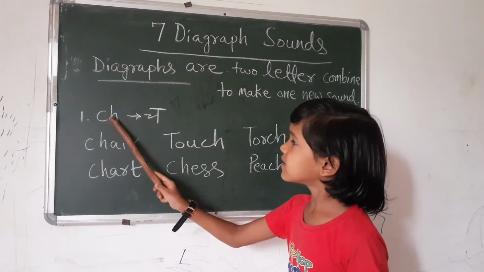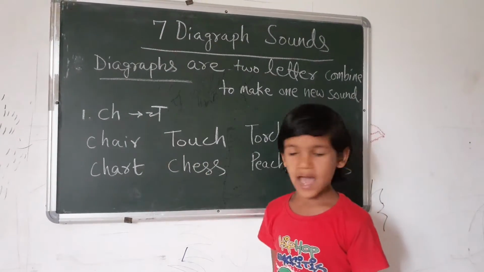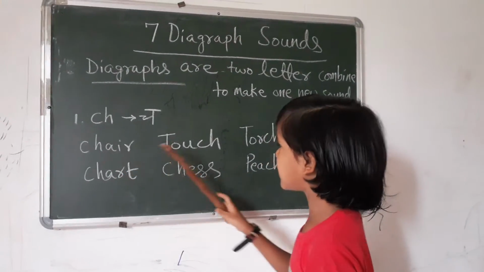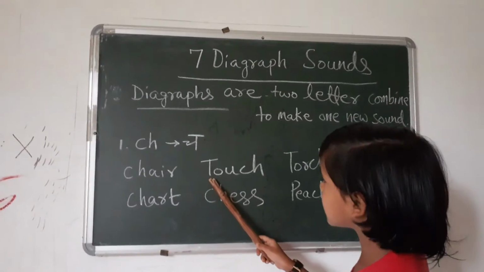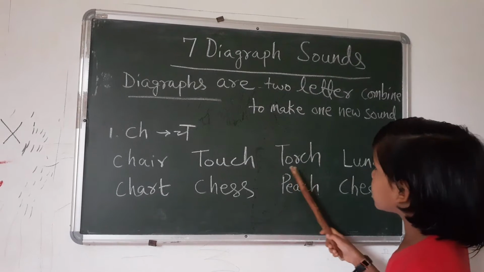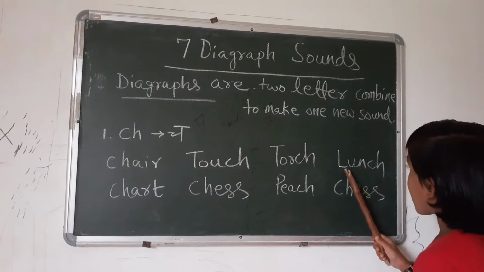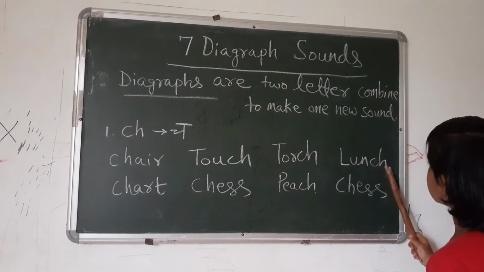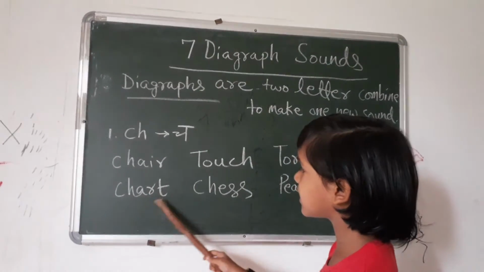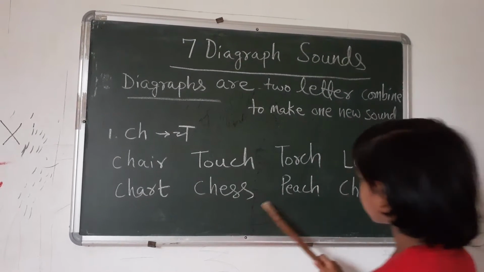First one is CH. CH stands for the ch sound, like chair. C-H-A-I-R, chair. Touch, T-O-U-C-H, touch. Torch, T-O-R-C-H, torch. L-U-N-C-H, lunch. C-H-A-R-T, chart. C-H-E-S-S, chess.